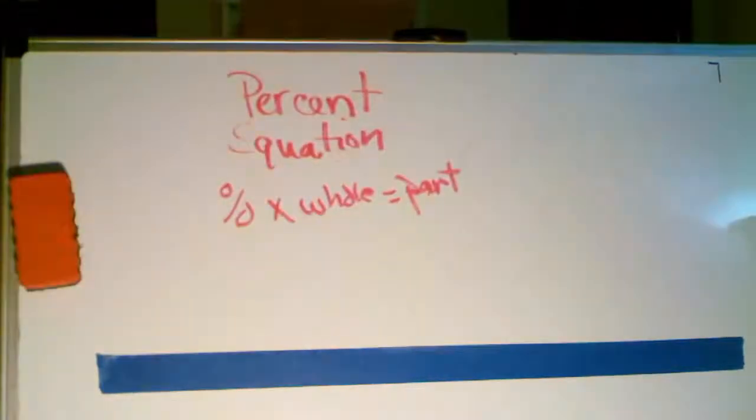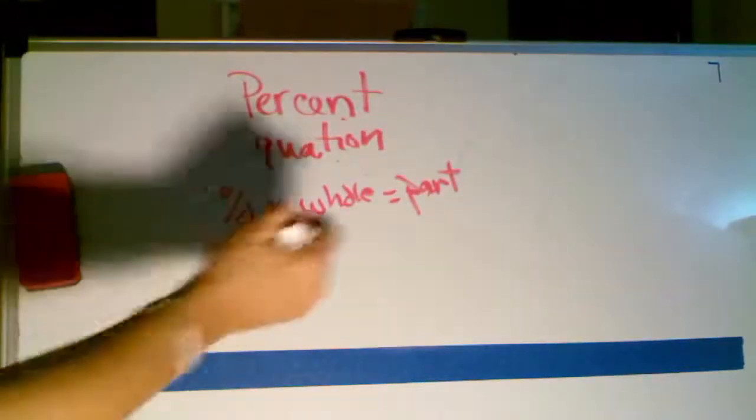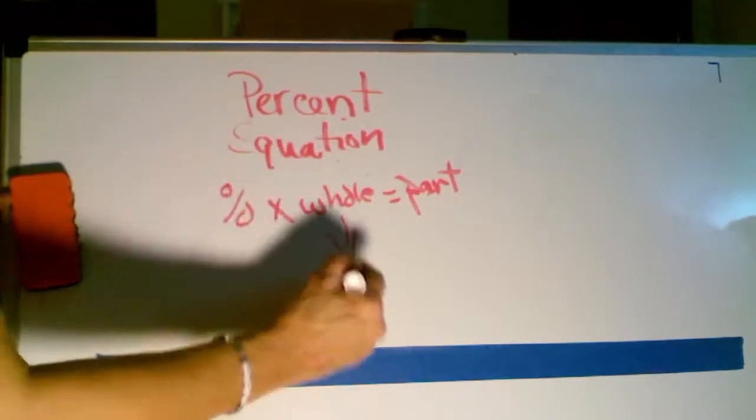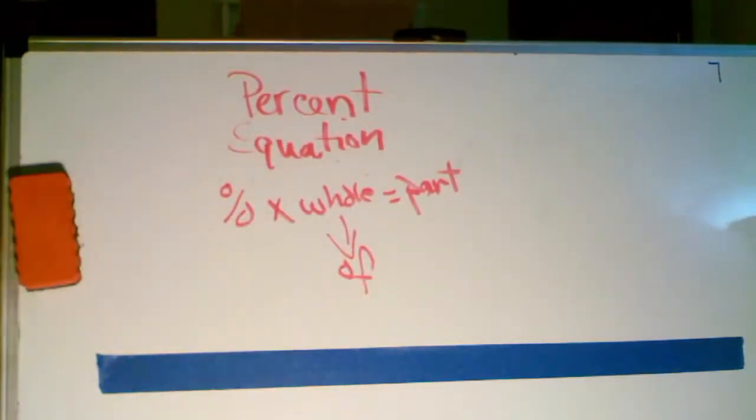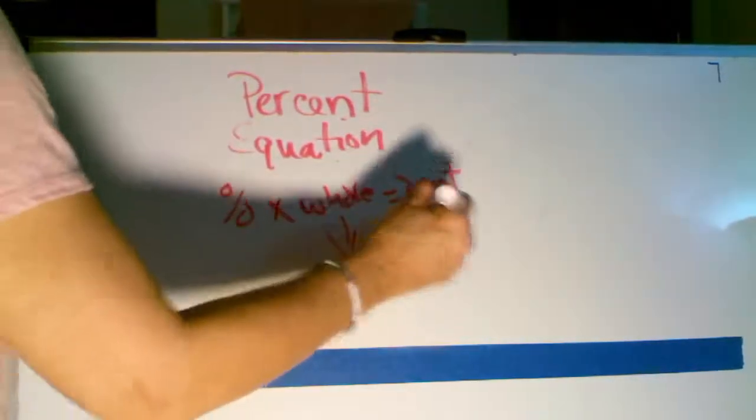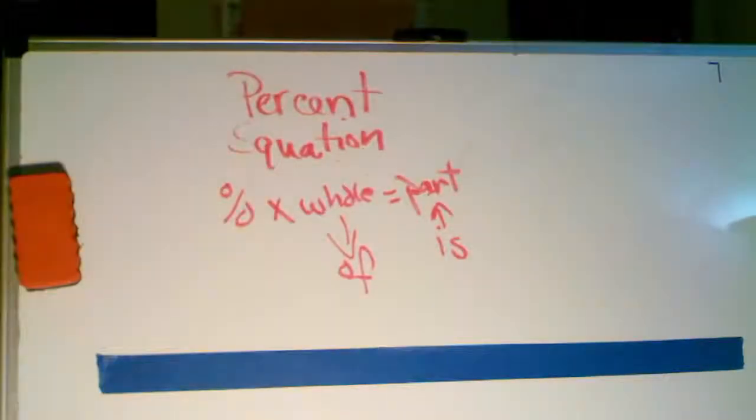Okay, so the equation has not changed. And we also know that the key word for the whole is "of." So when you see that word of, they're referring to the whole amount of what you're talking about. And the key word for the part is "is." So when you see the word is, we're referring to the is of what you're talking about.